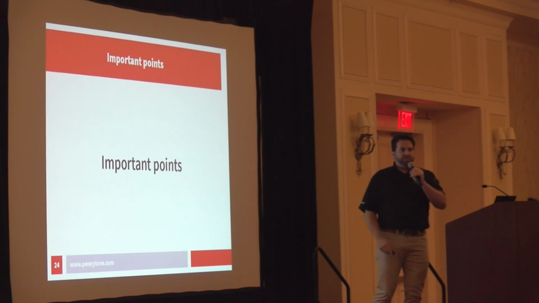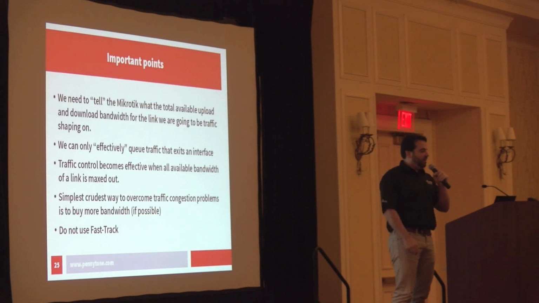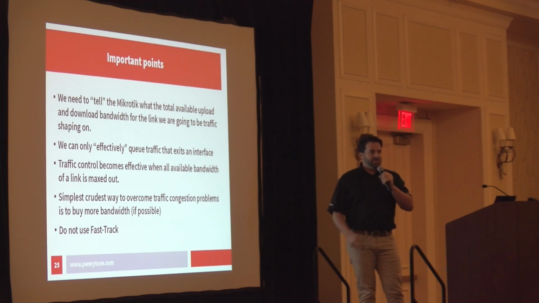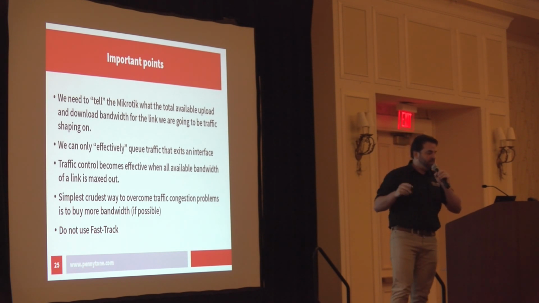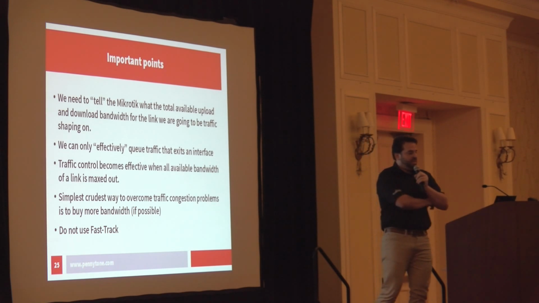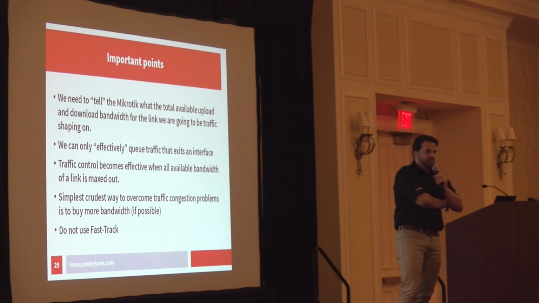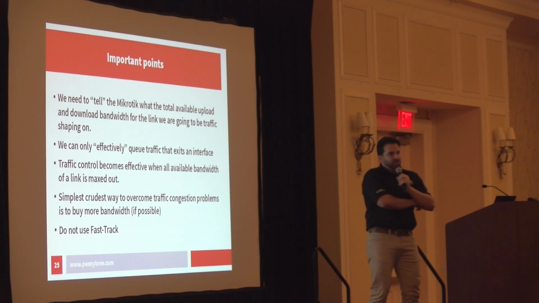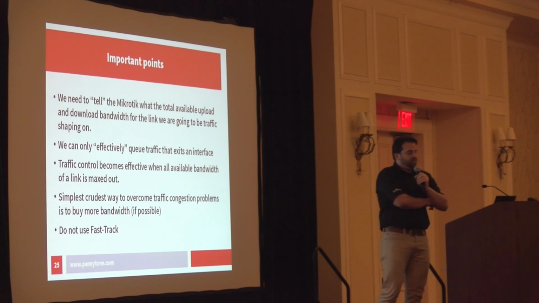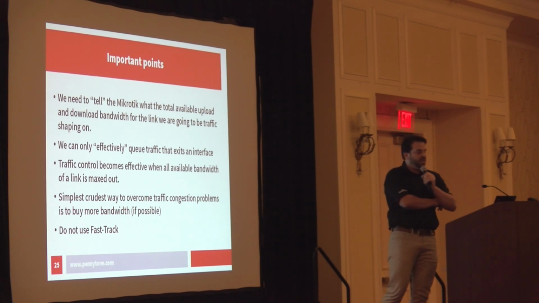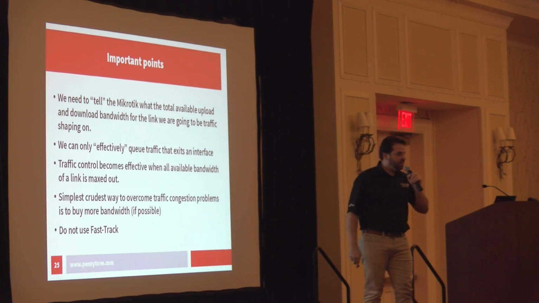A couple of important points that I should talk about prior to getting into the meat of this topic. First, the MikroTik has no idea how much your internet bandwidth is, or how much bandwidth you have for that matter. So we need to tell the MikroTik what the total available upload and download bandwidth for the link that we're going to be traffic shaping on. That could be the link that goes out to the internet. That could be the link that faces the local network. The examples I'm going to show you here are the ones facing the local network. I had reasons for that I'll explain later. We can only effectively queue traffic that exits an interface. Just keep that in mind. We have no control over what comes to us, so we can only effectively queue traffic that leaves an interface.